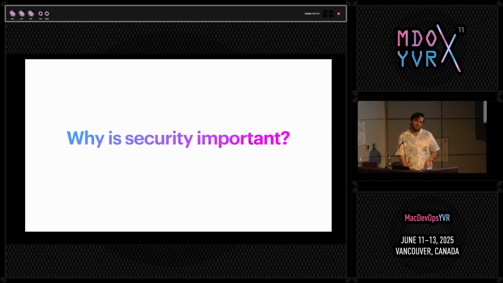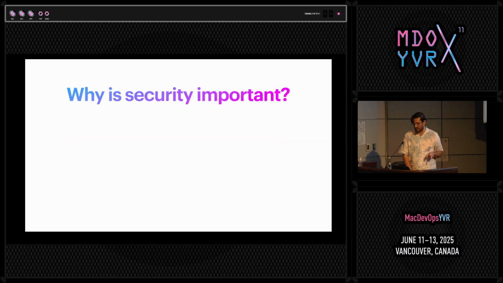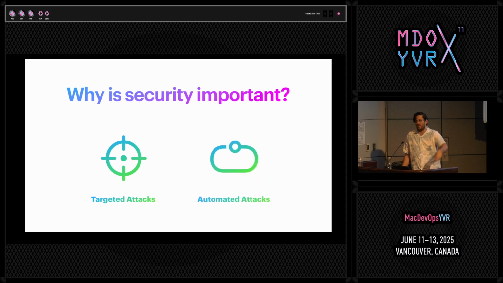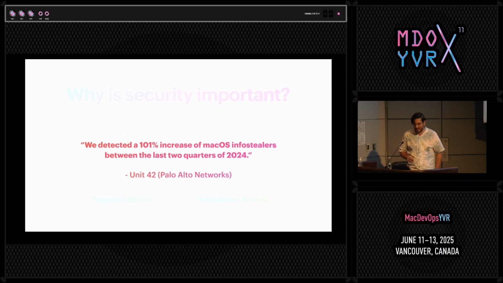So with that, why is security important? Most of you already know this, but there are two primary reasons in the modern world. One is, of course, targeted attacks. You're an organization, you have important data, people want to exfiltrate it. But two is automated attacks. You have an endpoint out there, well, someone's going to hammer it to see, hey, can I break into this just with some random tooling they've got off GitHub? And then looking at Unit 42's report, we actually see that there was a 101% increase in info stealers between the last 2 quarters of 2024. So this shows that the Mac and Mac environment is becoming more widely used and going to become more vulnerable or more targeted.